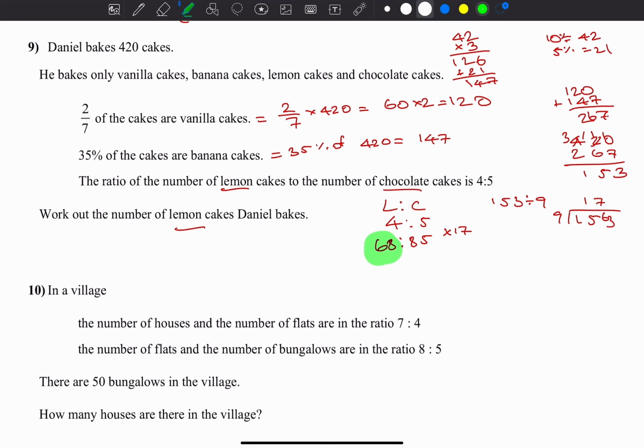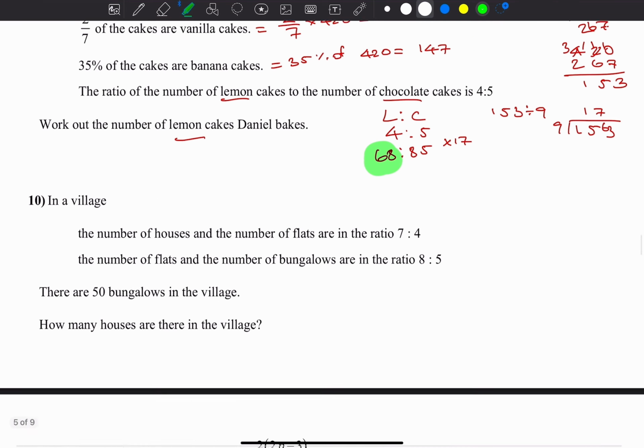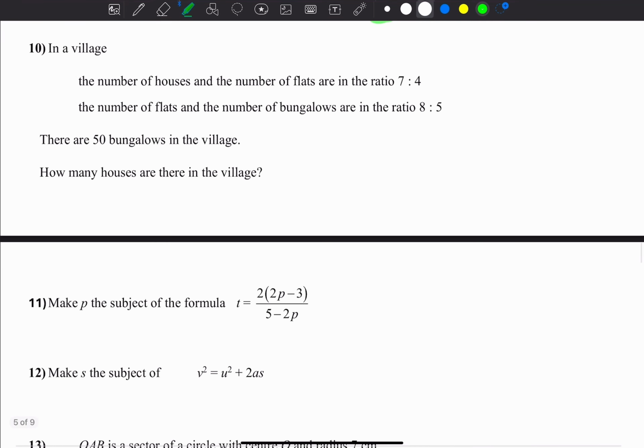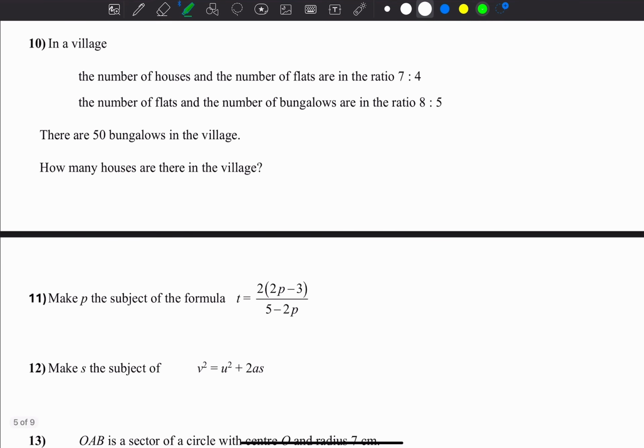Okay. Next one. In a village, number of houses to bungalows. Okay, so houses to flats. Houses to flats is 7:4. Houses to flats. Then next one is flats to bungalows. Flat is to bungalows.